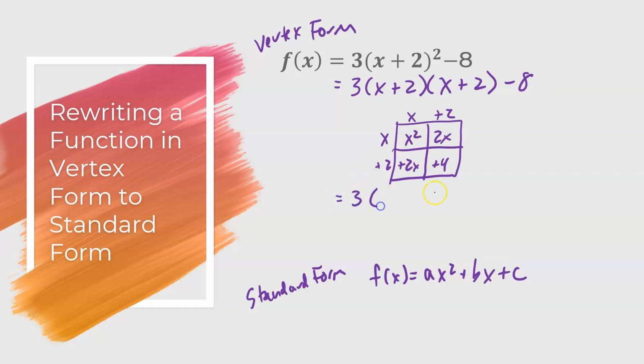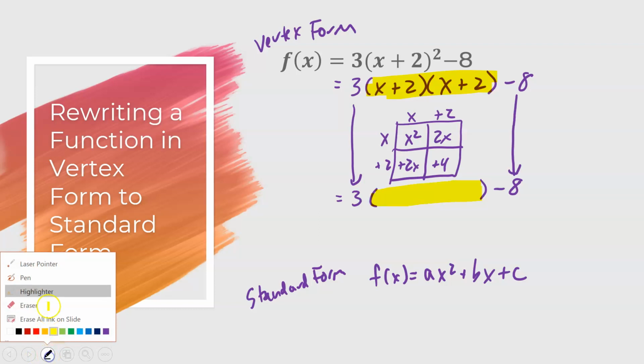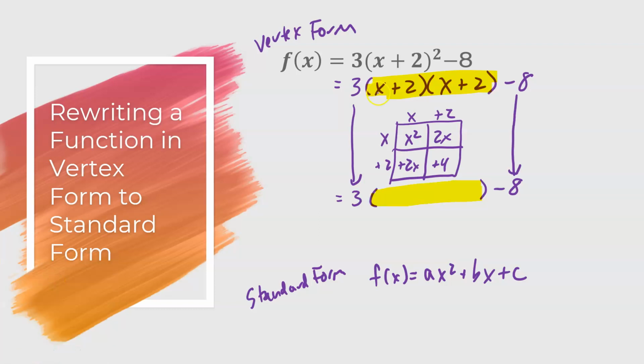Now, here's where we have to be careful. Don't forget when you're doing these steps to bring down the 3 and bring down the -8. What we're doing right now is multiplying this to get one polynomial instead of a binomial times a binomial. So when I did x plus 2 times x plus 2, I get x squared plus 2x plus 2x, which is plus 4x plus 4. Okay, so that's the first step: multiply the binomial times the binomial.